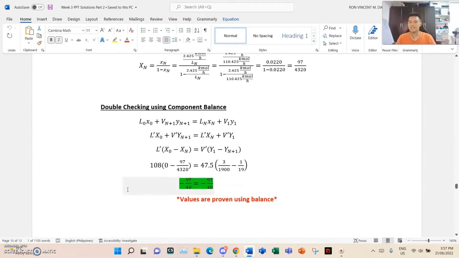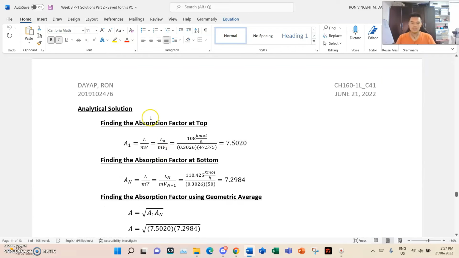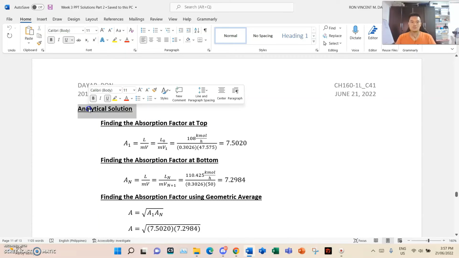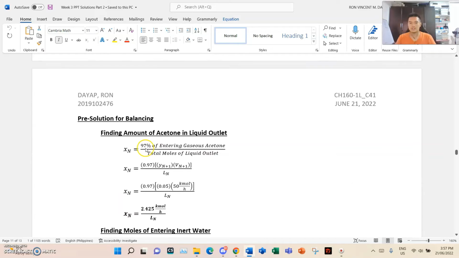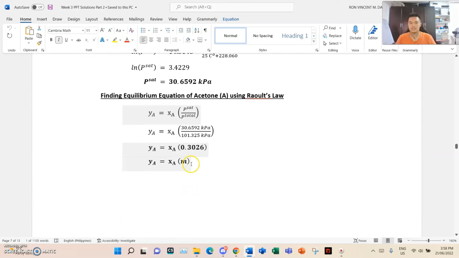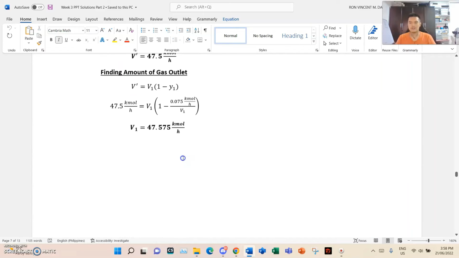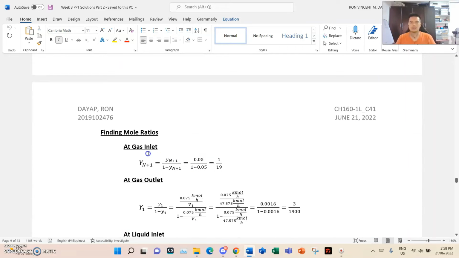With that in mind, we can now solve for the number of stages. To do that, I will use an analytical solution, as said earlier. So finding the absorption factor at the top requires this formula. The absorption factor at the top is the molar flow rate over the M. M is what I calculated earlier, which is this one, the equilibrium slope constant here of Raoult's law. I'll just call it Raoult's equilibrium constant.